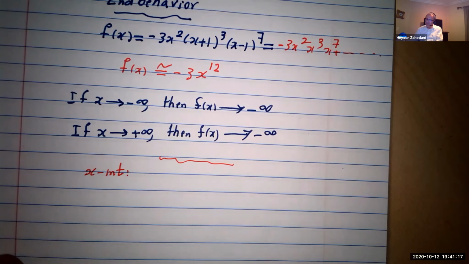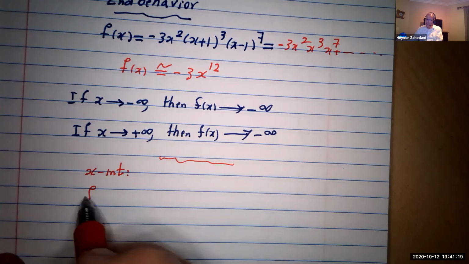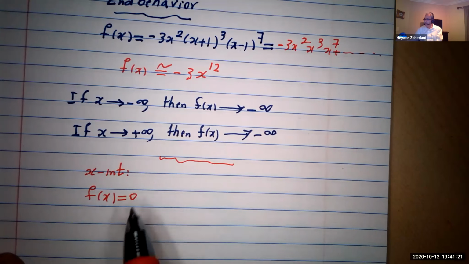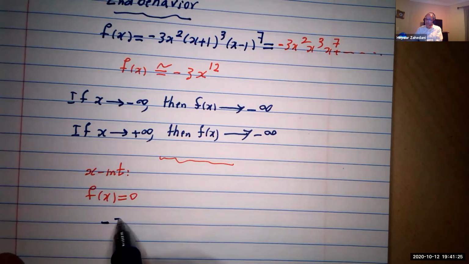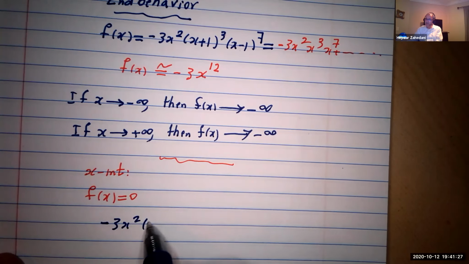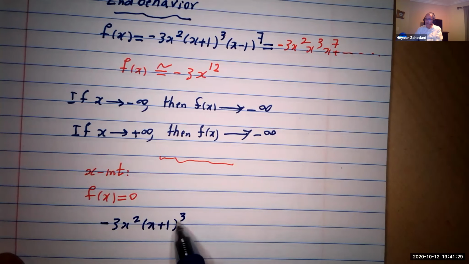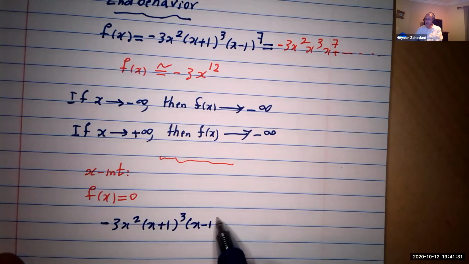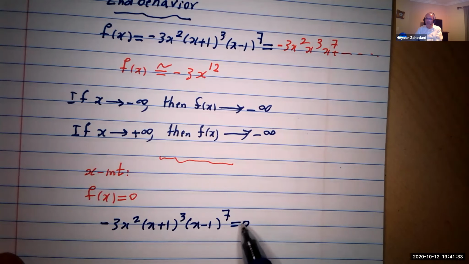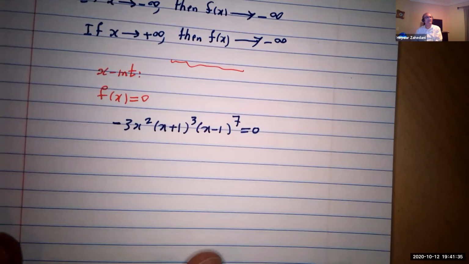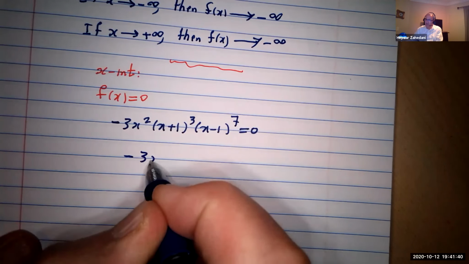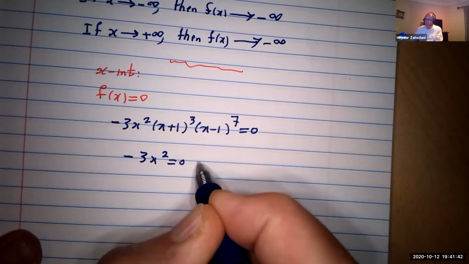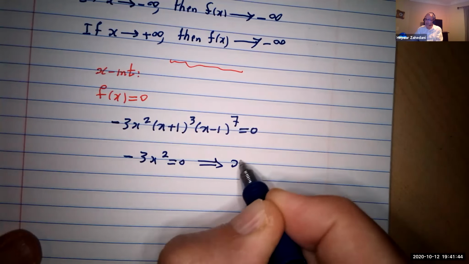So you let f of x equal to 0 and check. F of x equal to 0. So you have negative 3x squared times (x plus 1) to the third, (x minus 1) to the seventh equal to 0. Describe each of these intercepts. You see negative 3x squared equal to 0, that gives you x equal to 0.